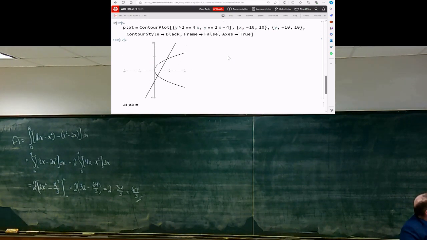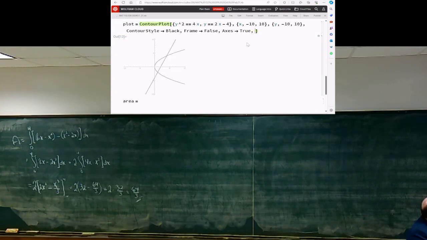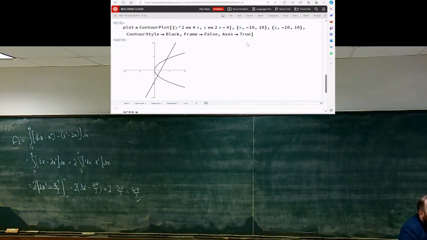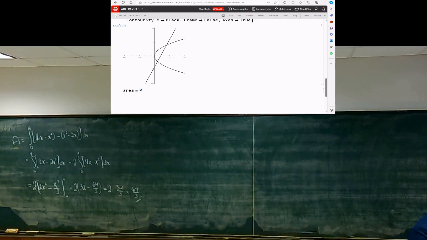Oh, I forgot to label those. Is it plot labels still? No. Oh, crap. I can't do plot labels either. I forgot. Plot labels is not a thing in contour plot. Yeah, contour plot definitely has its drawbacks. Thankfully, I can tell which one is which. I'm going to have to use the regular plot command in order to shade it.